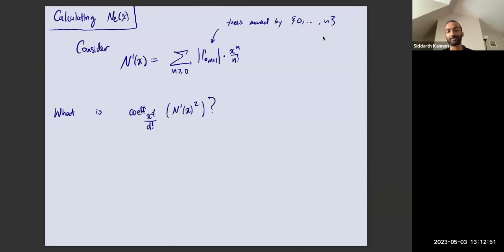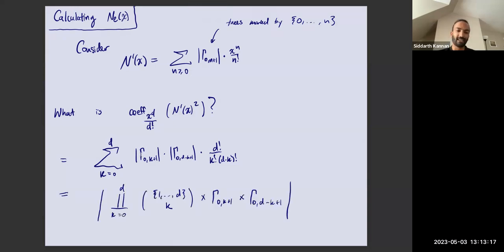So the question is, what happens if I square this derivative generating function? What is the coefficient of x to the d over d factorial? This is an exercise you can just do: when you multiply two exponential generating functions, you get a sum where you take one term of degree k and one term of degree d minus k, and then you weight by a binomial coefficient.